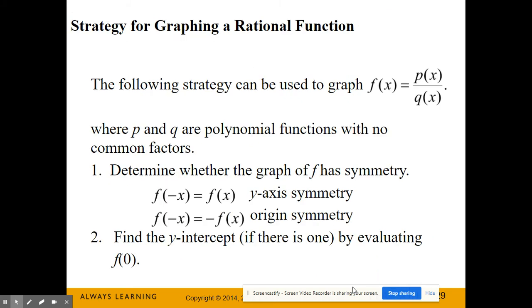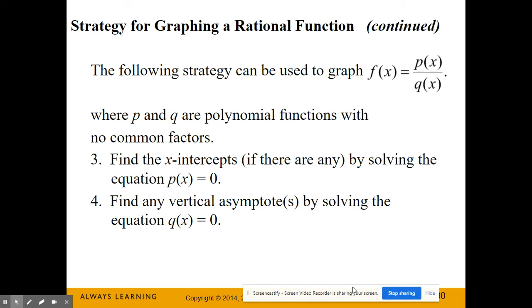Okay. So strategy for graphing any rational function. The first is determine whether the graph of f has a certain type of symmetry. So you substitute -x in, and you determine if it has y-axis symmetry, meaning you get back what you started with, or if it has origin symmetry, meaning you have the opposite of what you started with. That's helpful to know. Then you're going to find the y-intercept, if there is one, by evaluating for f equals 0, meaning you just substitute 0 in and you get a point.